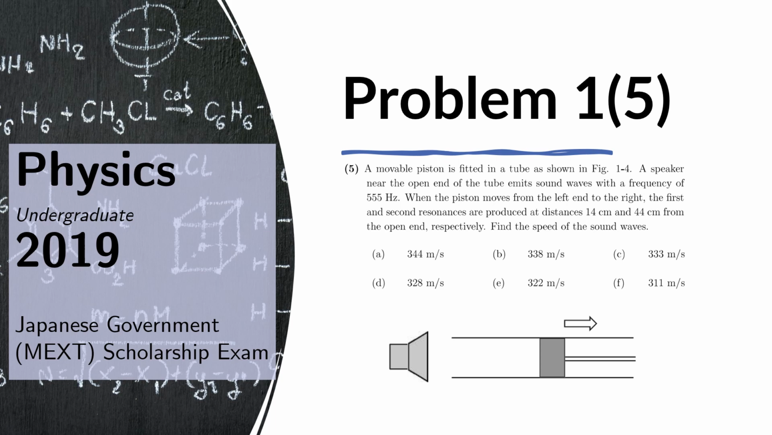Problem 1-5. A movable piston is fitted in a tube as shown in figure 1-4. A speaker near the open end of the tube emits sound waves with a frequency of 555 Hz. When the piston moves from the left end to the right, the first and second resonances are produced at distances 14 centimeters and 44 centimeters from the open end respectively. Find the speed of the sound waves.